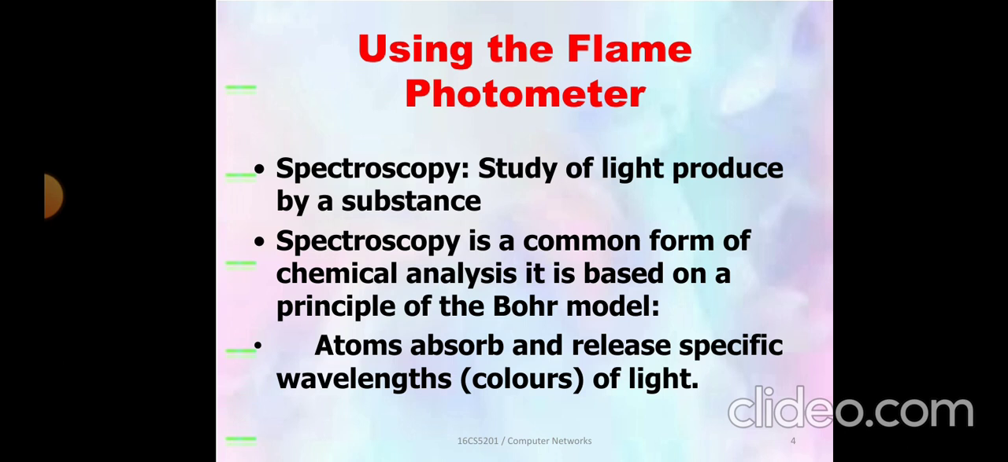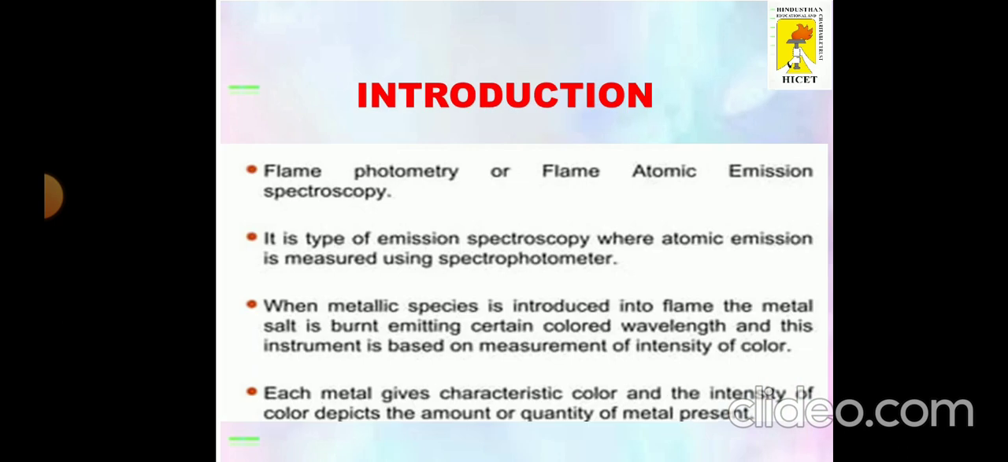Using the flame photometer. Spectroscopy is the study of light produced by a substance. It is a common form of chemical analysis based on the principle of Bohr's model. Atoms absorb and release specific wavelengths of light. Flame photometry, or flame atomic emission spectroscopy, is a type of emission spectroscopy where atomic emission is measured using a spectrophotometer.